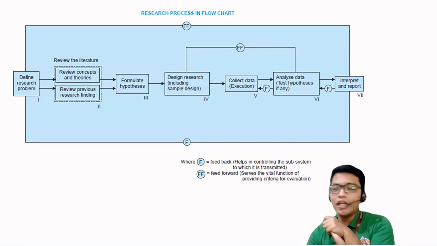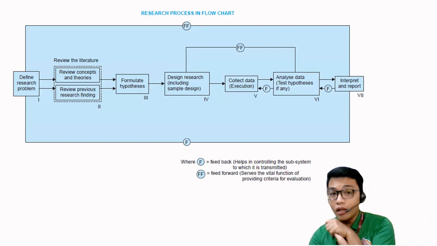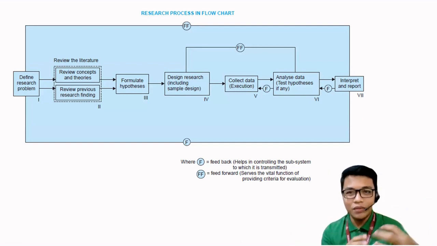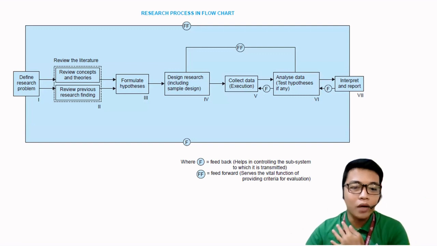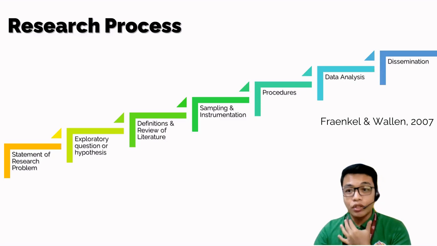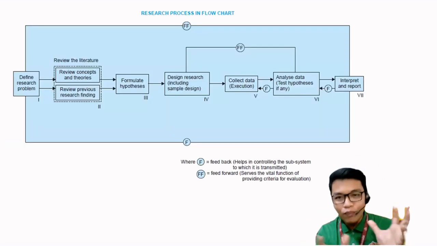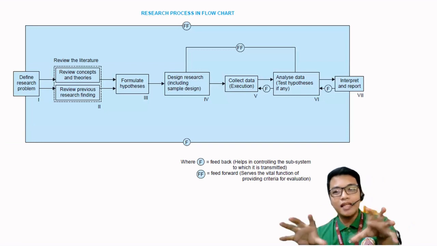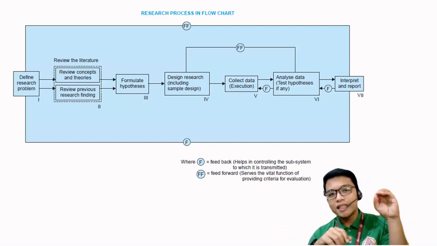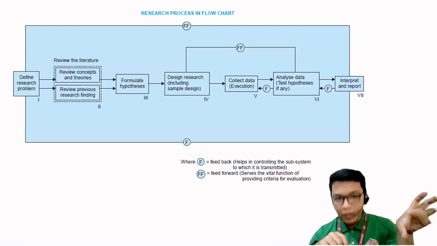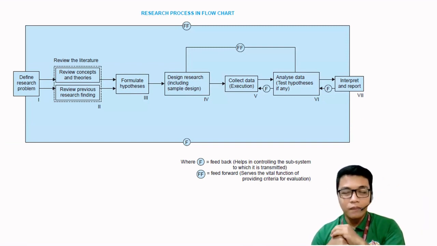Now, Kothari makes use of a different terminology called designing the research. When you say design the research, it talks about what Frankel and Wallen would coin as sampling, instrumentation, and procedures. So that's basically very similar, right? The key difference here is that the literature review happens primarily in the first and second parts of the research process.